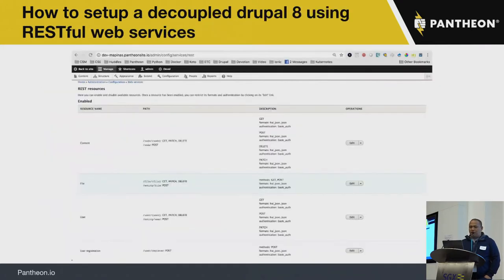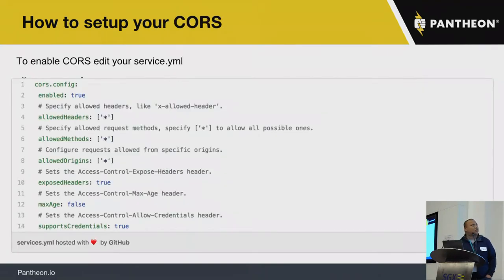Now, if you're using basic authentication, there's a problem when getting the data, fetching the data, but the problem is if you're posting data, so you need to have CORS. By default, this is disabled. In Pantheon, you need to make sure that this is created. So you just need to have the services YAML and make sure that you enable CORS.